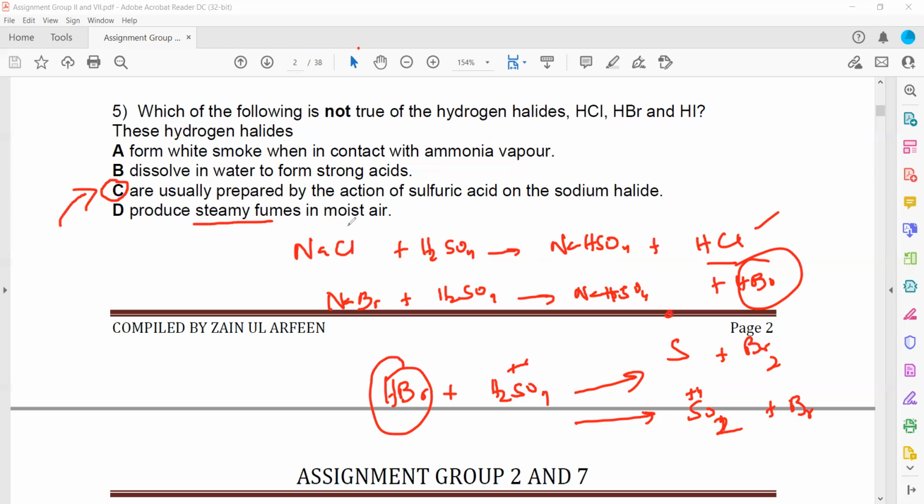And they produce steamy fumes in moist air, because when they mix, for example HCl mixed with water, or hydrogen bromide mixed with water, that combination will produce steamy fumes.